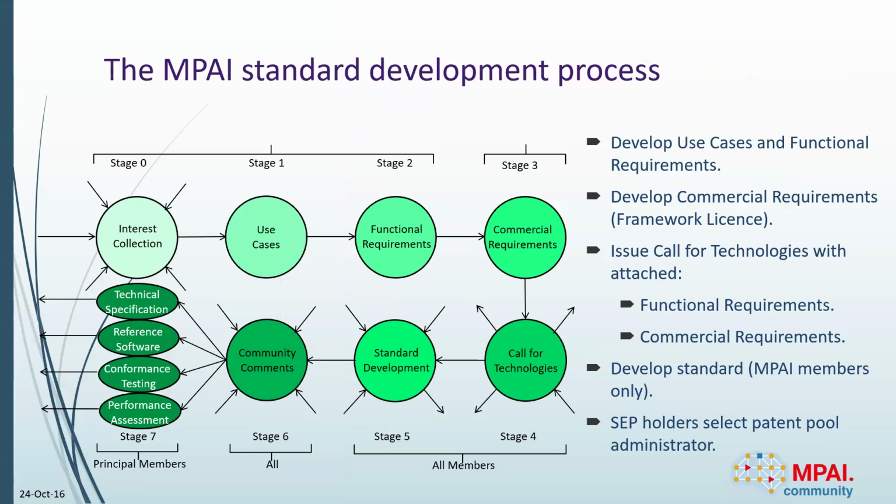But now, about the development of MPAI standards. Developing a standard is a serious business, and it should be done with a rigorous process. And ours is certainly rigorous because it has an 8-step development process, starting from the development of functional requirements, then commercial requirements, then call for technologies, the actual development of the standard, publication of the standard for comments from the community before the standard is published, and finally the publication.